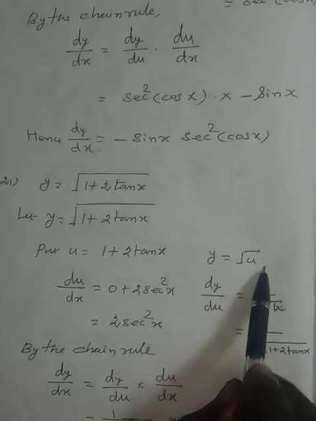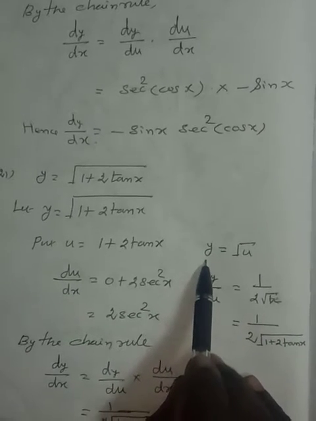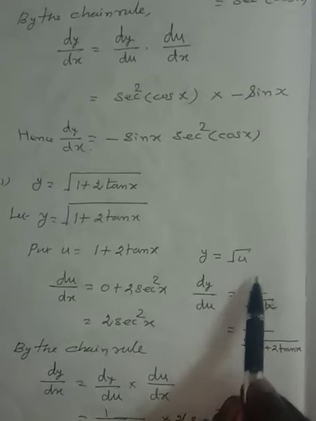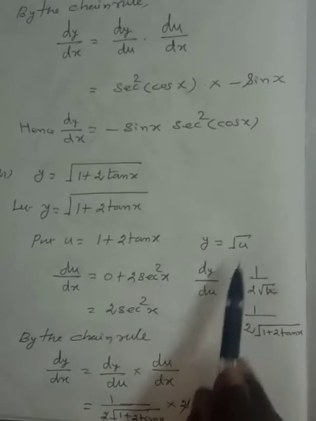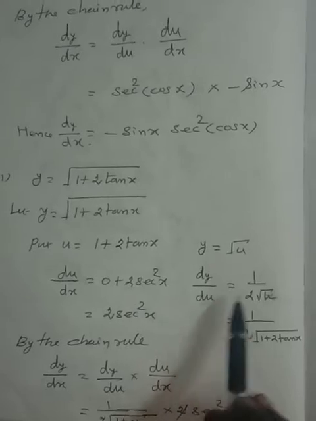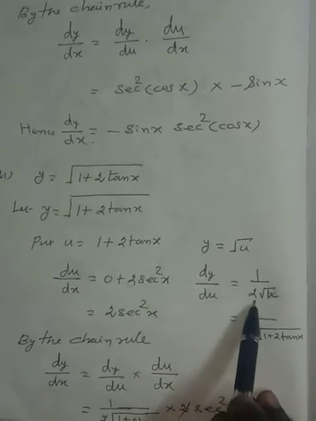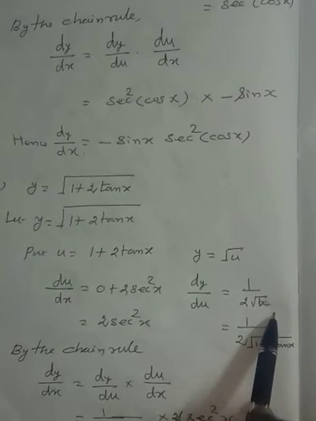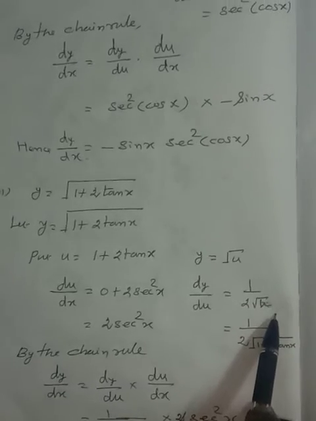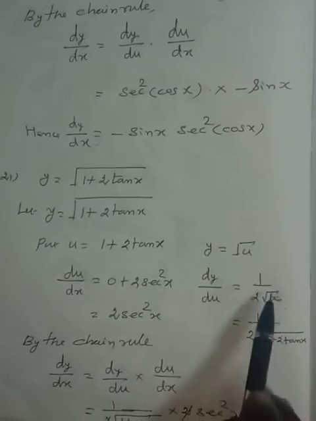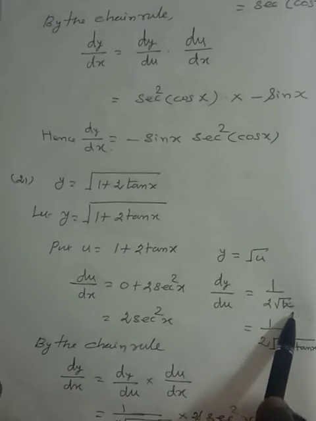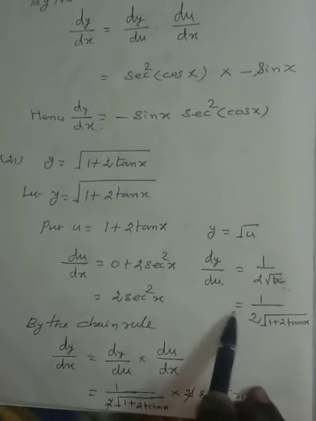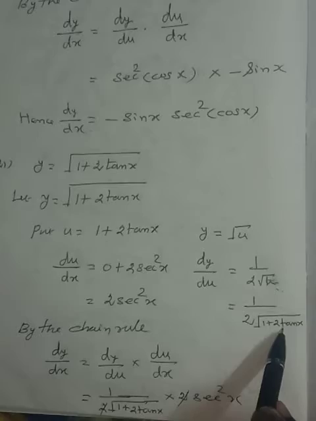Y is equal to root u. Left hand side variable is y, right hand side variable is u. dy by du: differentiate y with respect to u, dy by du is equal to 1 divided by 2 root u. Root x differentiation is 1 by 2 root x. In this case root u is given, therefore 1 by 2 root u. But u is 1 plus 2 tan x. So 1 divided by 2 into root of 1 plus 2 tan x.